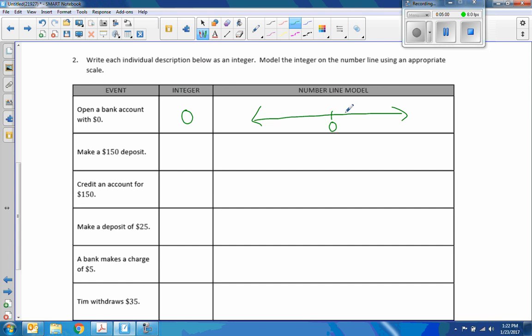So there's the 0, and I could put 5 here, 10 here, or negative 5, and negative 10 just to represent positives and negatives. $150 deposit, that's adding $150, so that's a positive integer, it's a positive event. And then on our number line, if I had 0 here, I might go by 25.